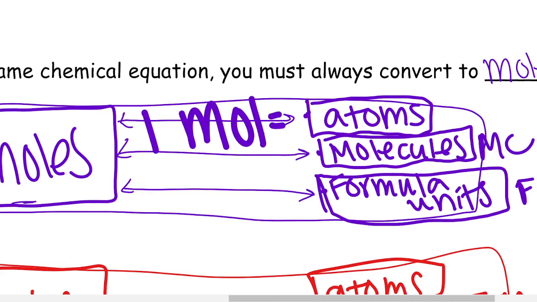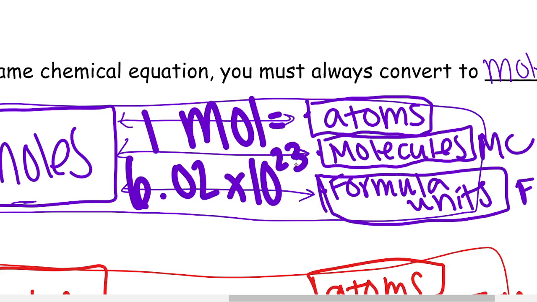So 1 mole is equal to 6.02 times 10 to the 23rd of any of those things. So 1 mole equals 6.02 times 10 to the 23rd atoms, 1 mole equals 6.02 times 10 to the 23rd molecules, or 1 mole equals 6.02 times 10 to the 23rd formula units. All of those are true, and then if you're determining which one you're going to, it just depends on the specific substance.